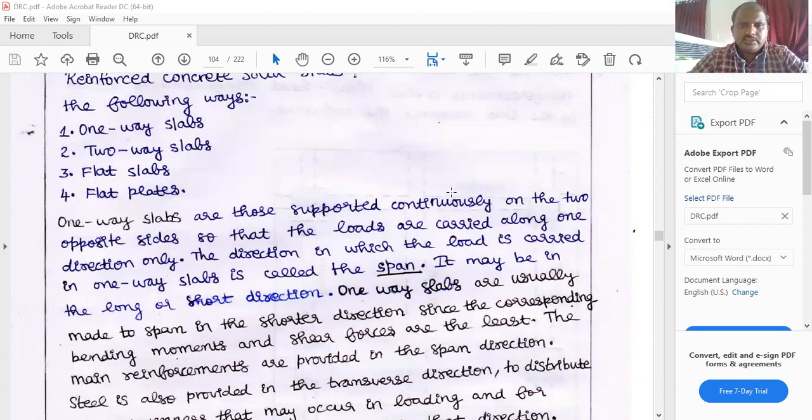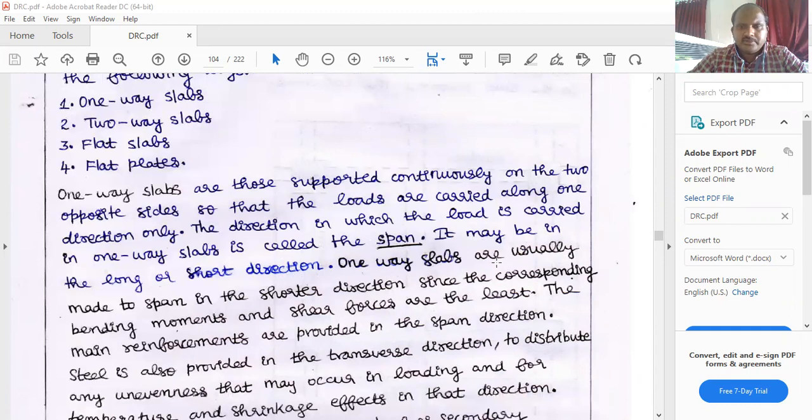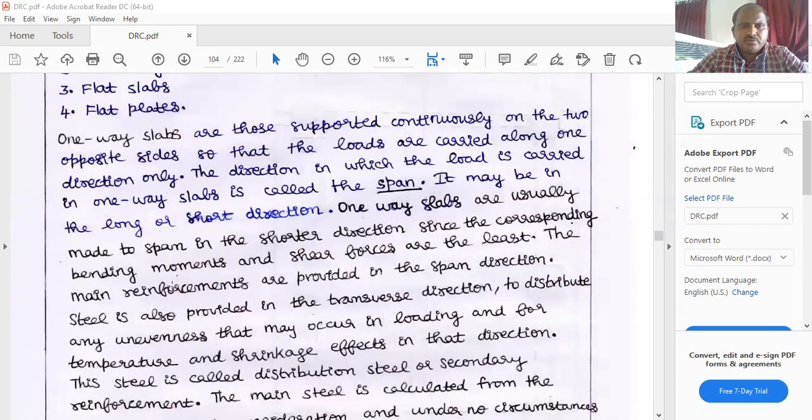The direction in which the load is carried in the one-way slab is called the span. It may be in the long or short direction. One-way slabs are usually made to span in the shorter direction since the corresponding bending moment and shear force are least. The main reinforcement is provided in the span direction.